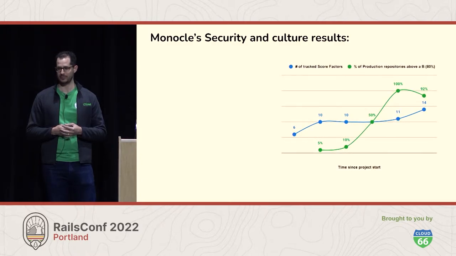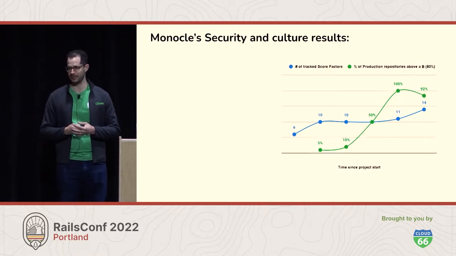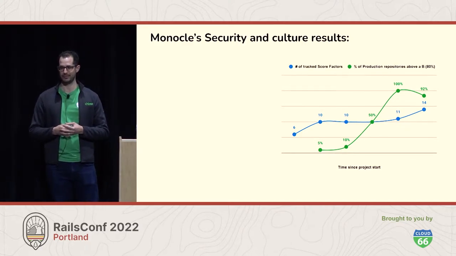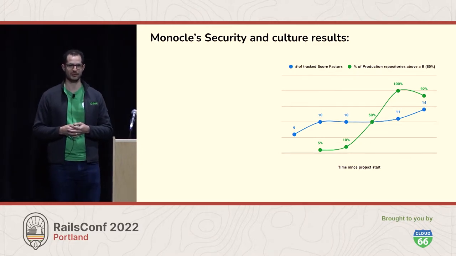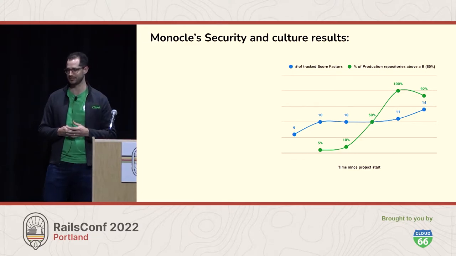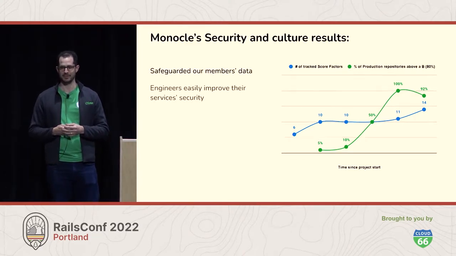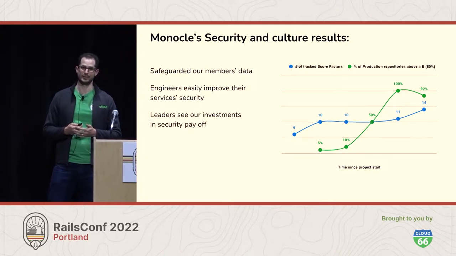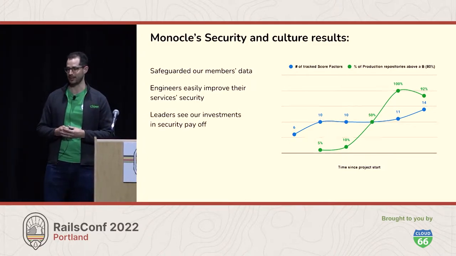So here's some of our results. Got a lovely up and to the right graph. We've tracked more and more score factors, and more of our production repositories over time have reached a B or better. So member data has been safeguarded, engineers know what to do, and leaders can see the security investments paying off.